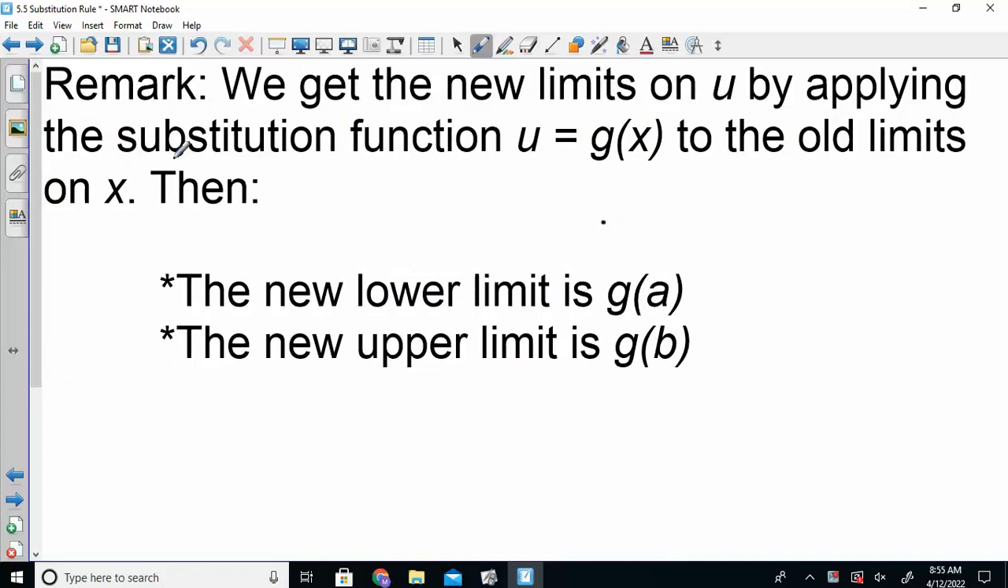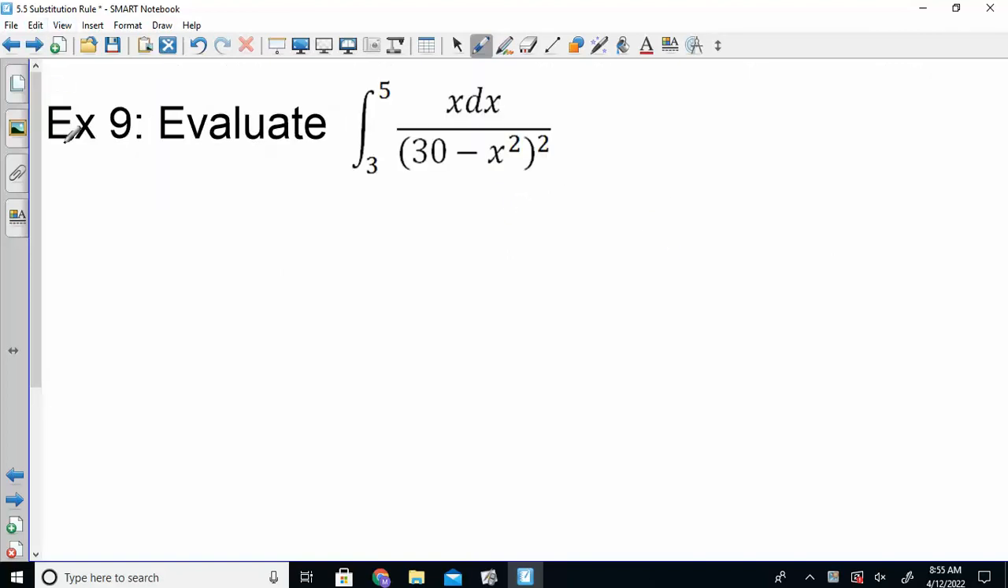For instance, if you have a new function, u is equal to g of x, you plug the lower limit in, and then you plug the upper limit in to get your new limits. I'm going to show you by example here. I think it's easier usually to go ahead and change these limits because it's really just a simple calculation, and that way you don't have to sub back in at the end. But I will show you both options.